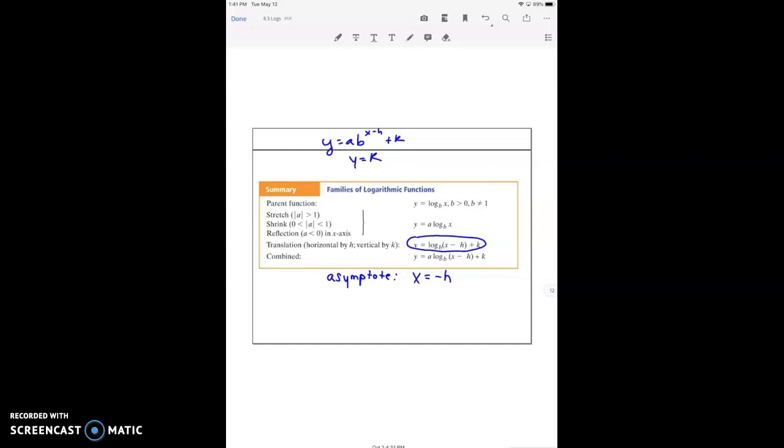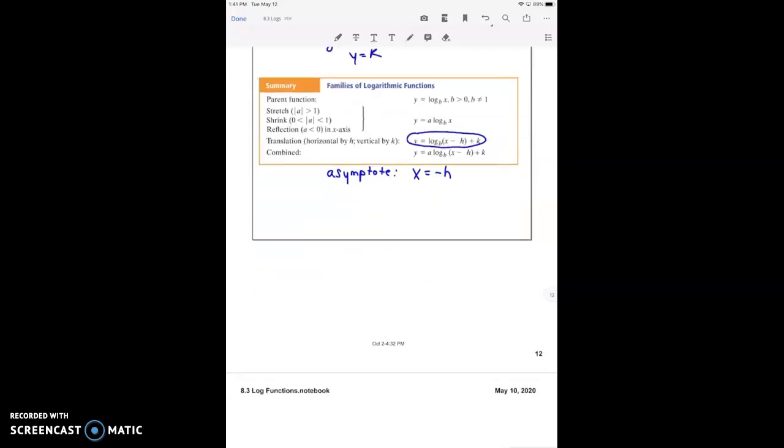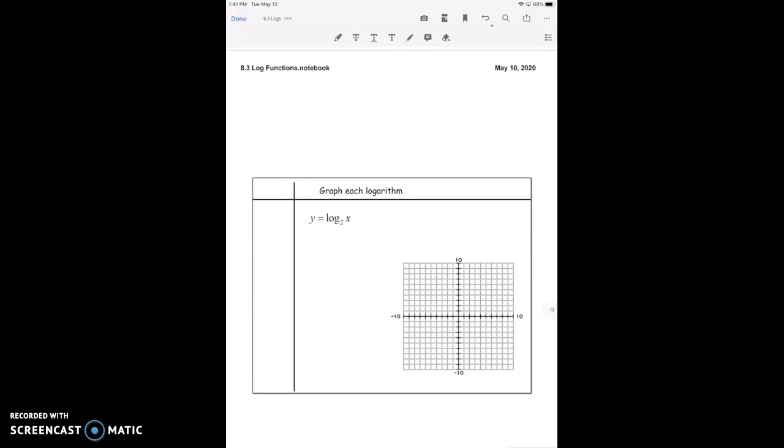And then finally your translation. You have your horizontal movement, which is h, which it's always been since first semester. And then of course your vertical movement, which is k. Again, same thing since the first semester. You can see there's some other formulas up top there, that's an exponential form, which we've done before.